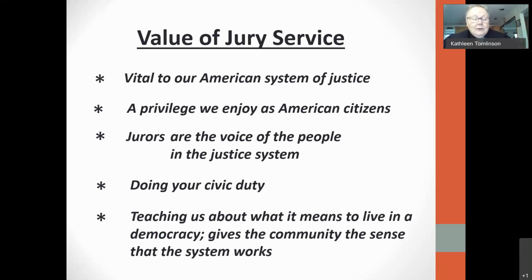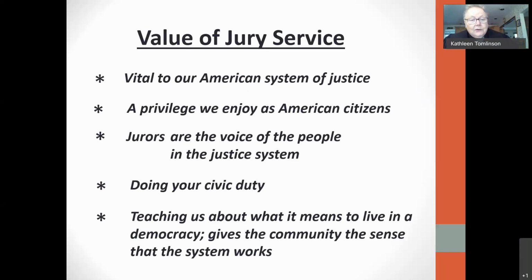It is, again, one of those things that we enjoy as a privilege and responsibility when we are American citizens. Jurors are the voice of the people in the justice system. It's not the judge who makes the final determination in a jury trial. It's the jurors who do so. You are the voice of the people.